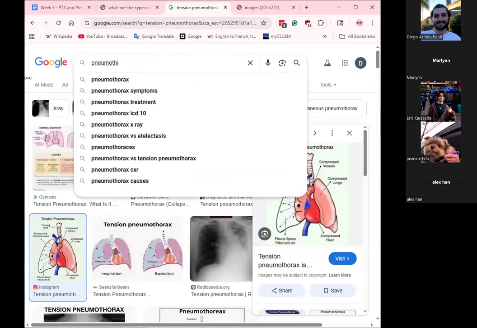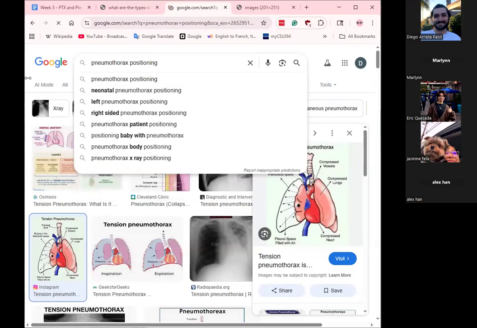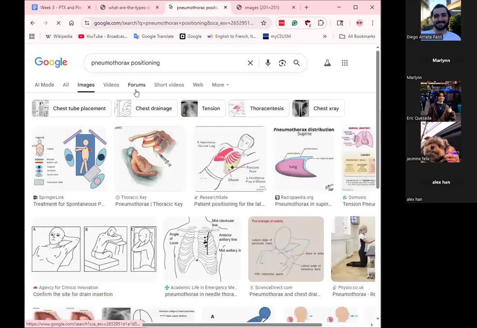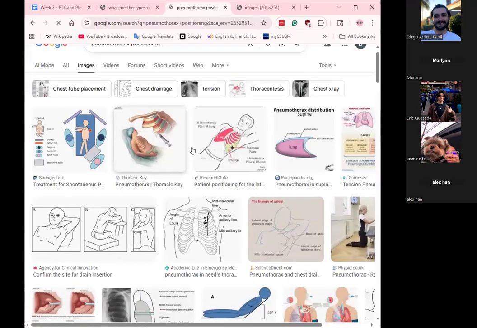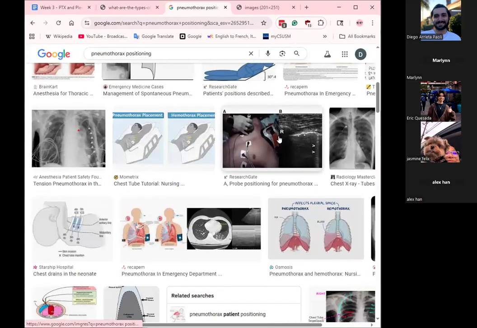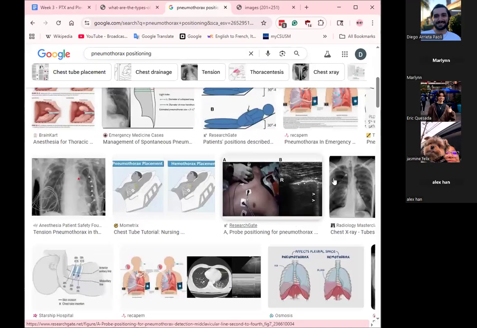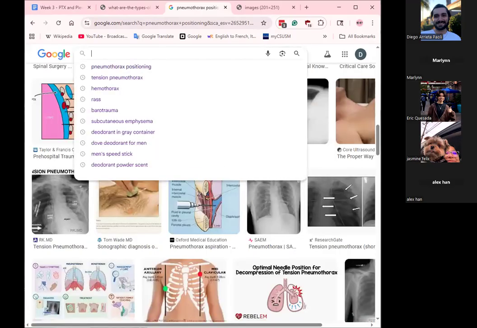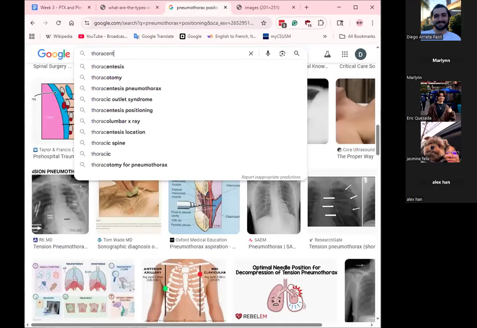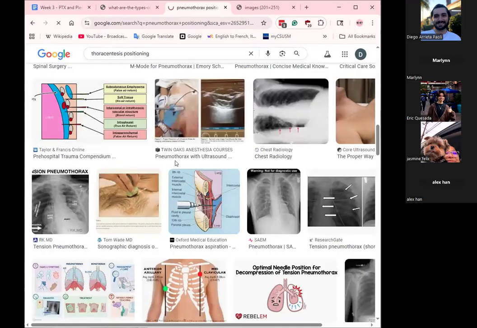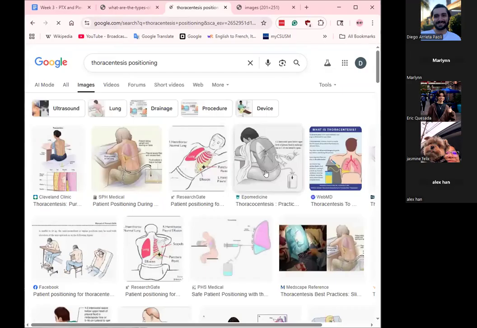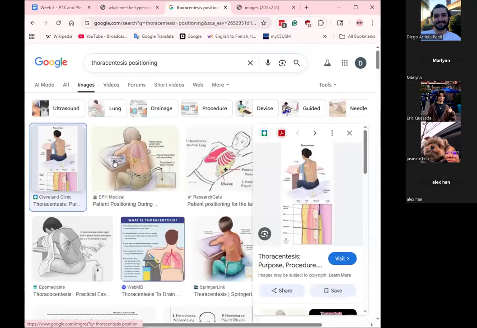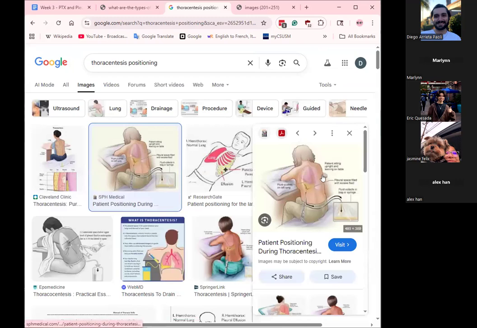So, pneumothorax positioning. This got a few, but usually it is leaning over. That's more like chest tube. Oh, I don't know why I put pneumothorax positioning. I meant thoracentesis. Yeah, that makes sense why I was getting chest tube position pictures. Like, why is there all chest tube pictures? This one's pretty solid.